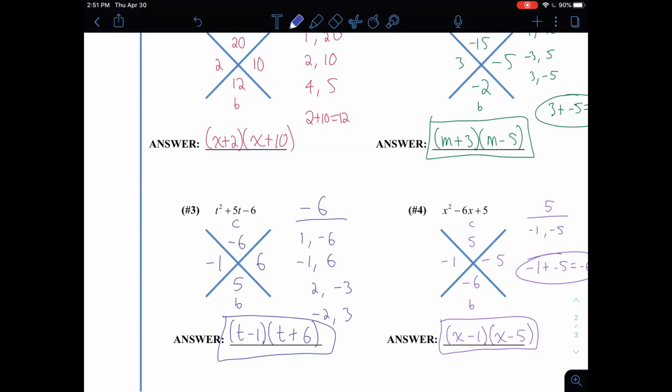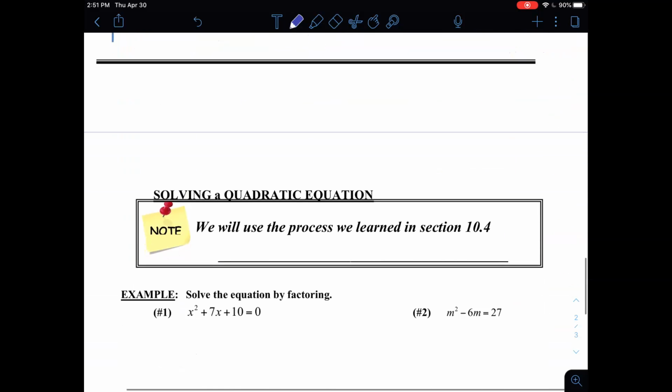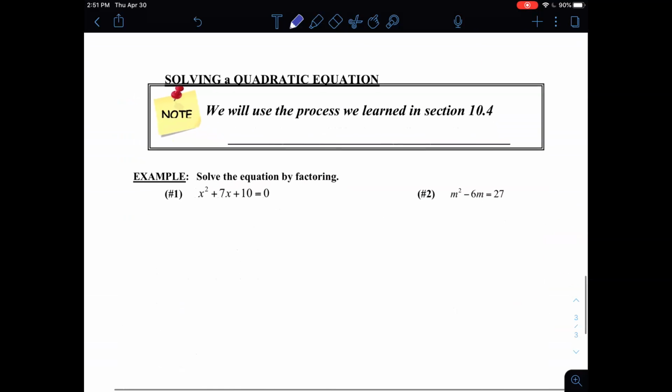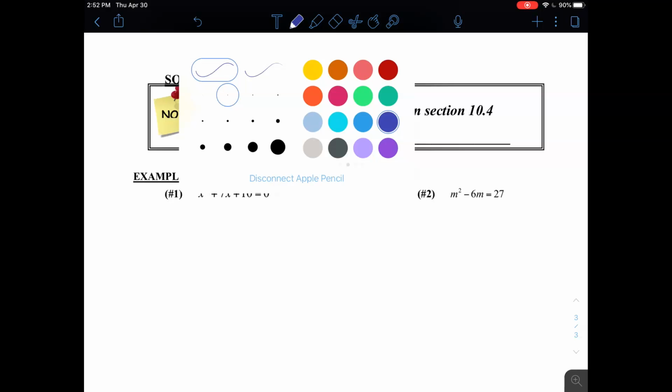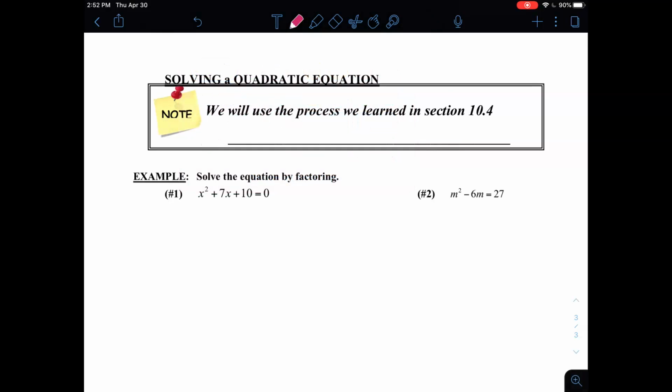Okay, sounds good. Last couple examples here. You guys are doing great. Solving a quadratic equation. We'll use the process we learned in 10.4. You guys didn't talk about 10.4 yet, but that's okay.